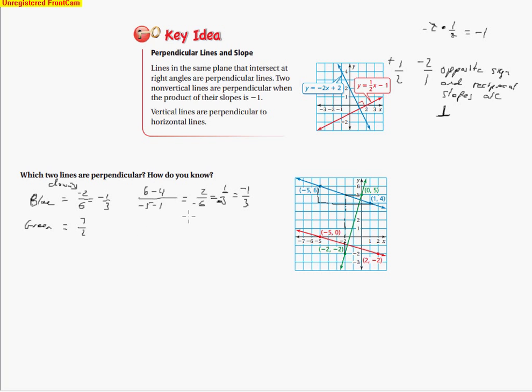For the green line, if I subtracted those y values, it would be 5 minus negative 2 over 0 minus negative 2. And when I do that, add the opposite, you end up with 7 over 2. So let's take a look at the red line.